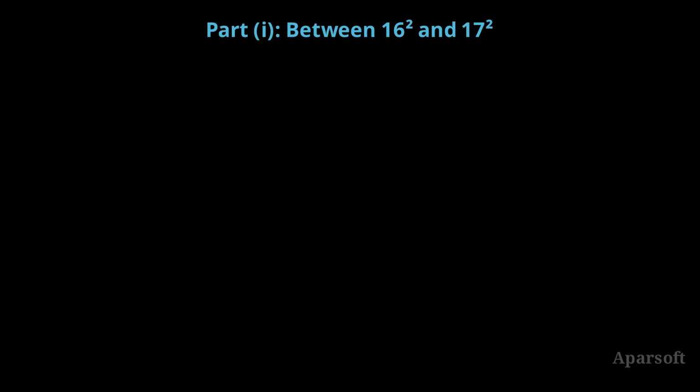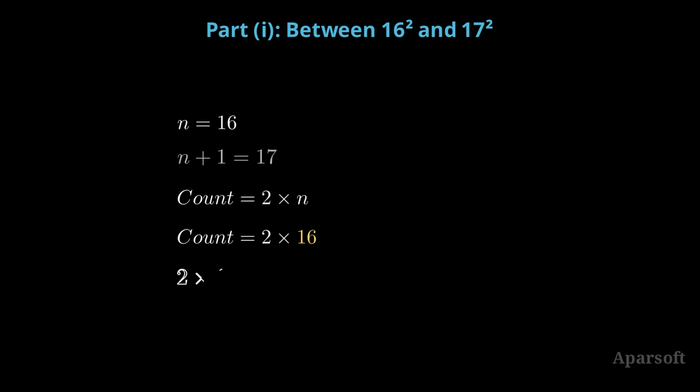Part 1, between the squares of 16 and 17. Here n is 16, the smaller number, and n plus 1 is 17. Now we know using our formula the count is 2 times n. So that means 2 times 16, and 2 times 16 equals 32. Easy enough. And if you are curious, we can calculate it as well: 17 squared minus 16 squared minus 1 equals 32. Hence, it checks out.